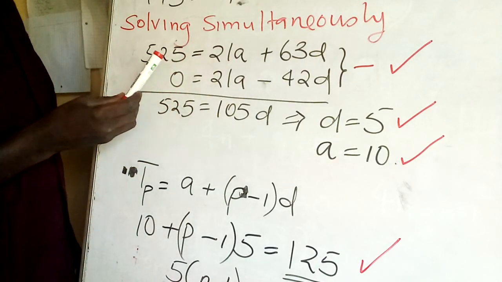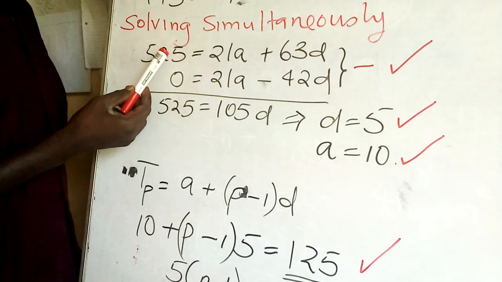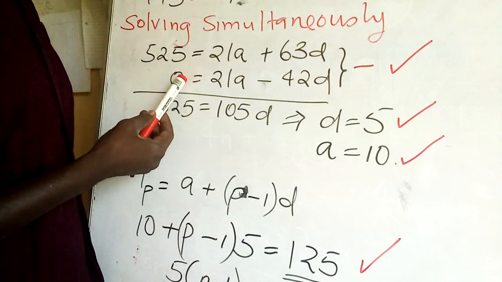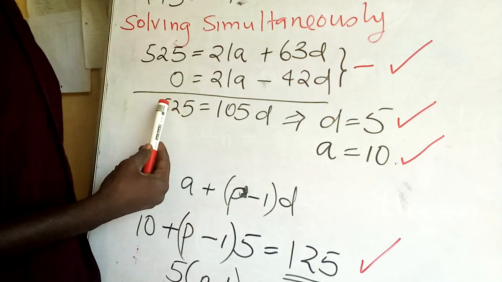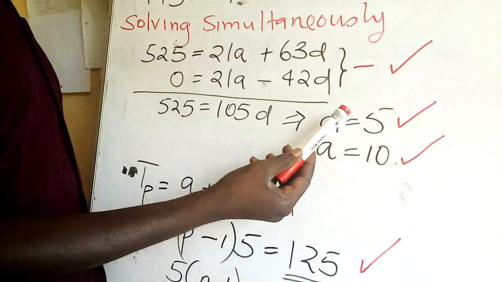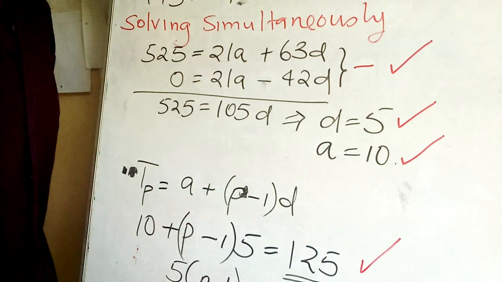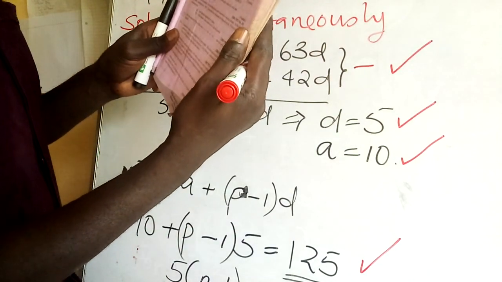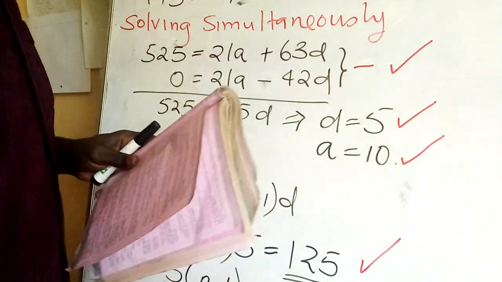We can focus. This is coming from equation 2, multiplication by 3. And this is coming from equation 1, multiplication by 7. When you subtract the 2, you get 525 is equal to 105d. Therefore, d is 5. This 5 you can replace anywhere accordingly. You get a is equal to 10. Okay? So you have the first term which was asked. Find the first term and the common difference. The first term is 10, common difference is 5.